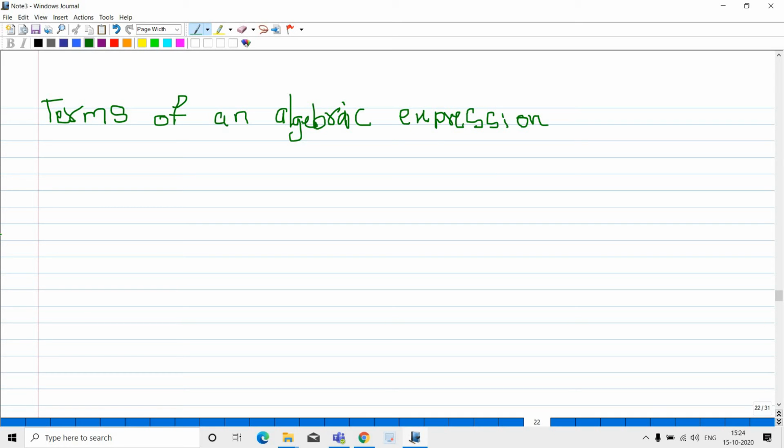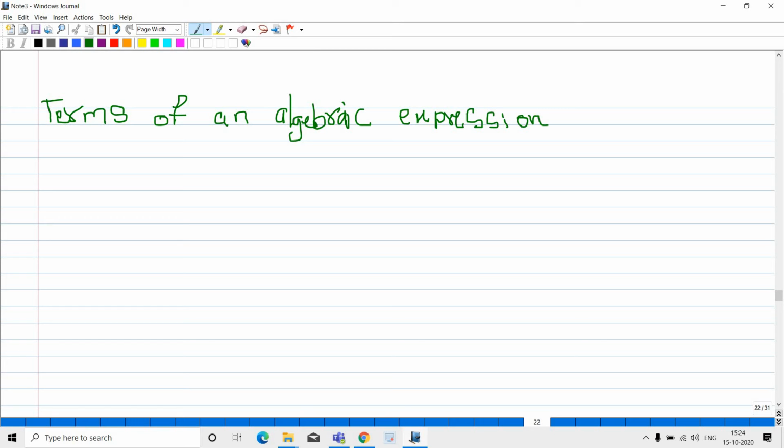So now we completed algebraic expression. After that, now we are going to discuss terms of an algebraic expression. First we will see what a term is and what its definition is, and how it is used in an algebraic expression.